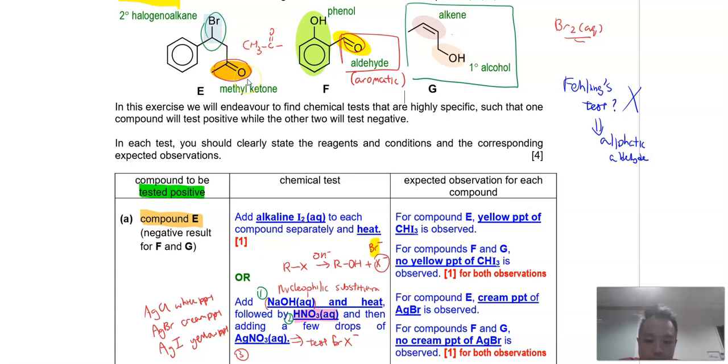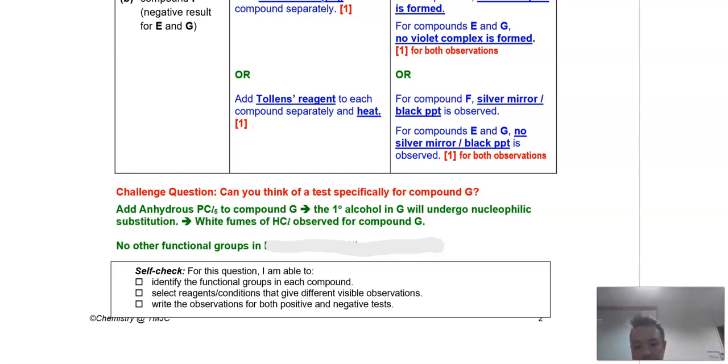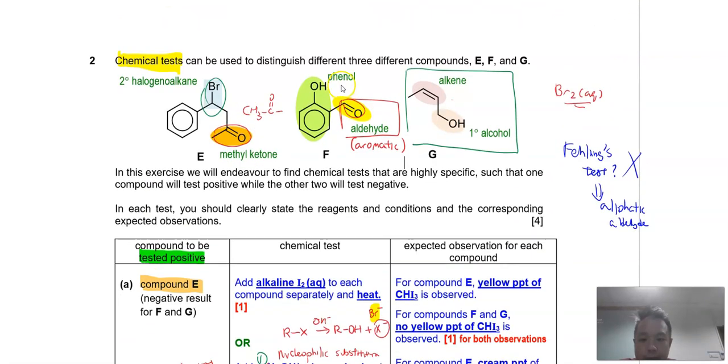Okay, time to review the answer for this additional challenge question. We are making use of the primary alcohol in compound G. We can make use of anhydrous PCl5. So the primary alcohol will undergo nucleophilic substitution, and you will observe white fumes of HCl for compound G, whereas in E and F, there are no functional groups that can react with your PCl5. So for G, you can make use of the alcohol, react with PCl5, and you get white fumes. F and E will not give any positive test. Okay, with that, we are done with question 2.